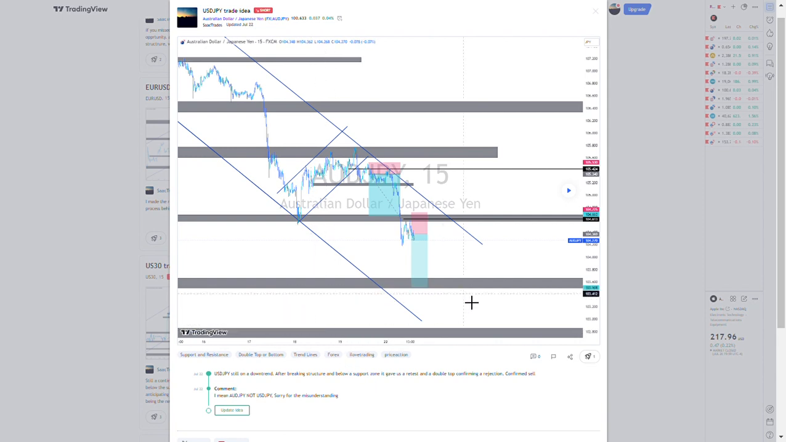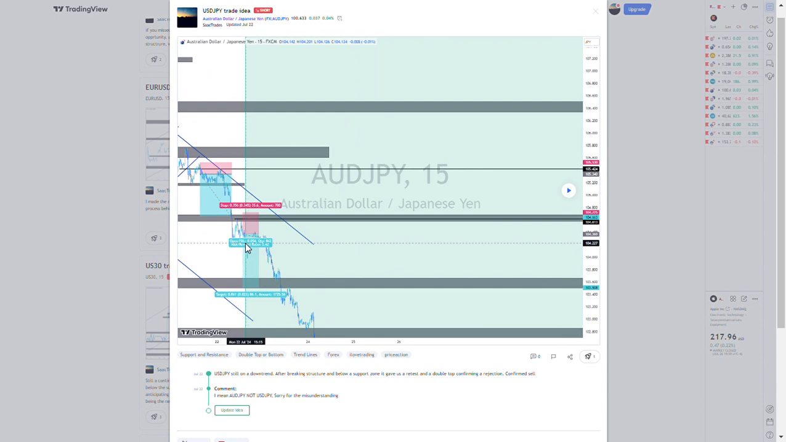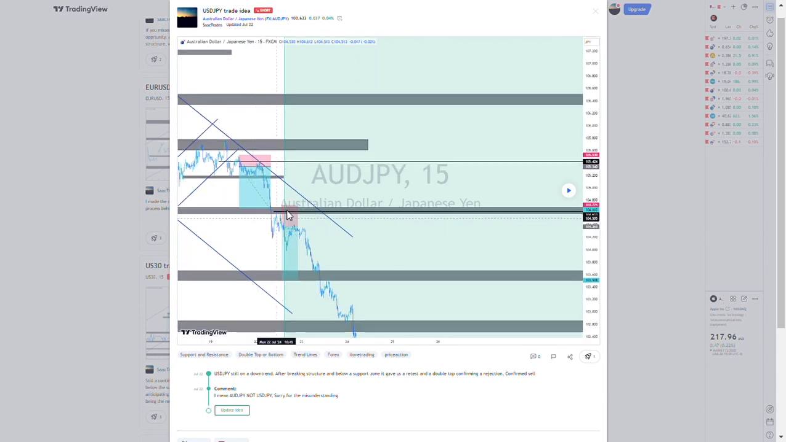So I'm just gonna go straight to the results. As you guys can see, that was a beautiful trade. So this is actually what I said. USD JPY is still on a downtrend. After breaking structure below a support zone, it gave us a retest and a double top, confirming a rejection, confirming a sell. So this is what I actually meant.